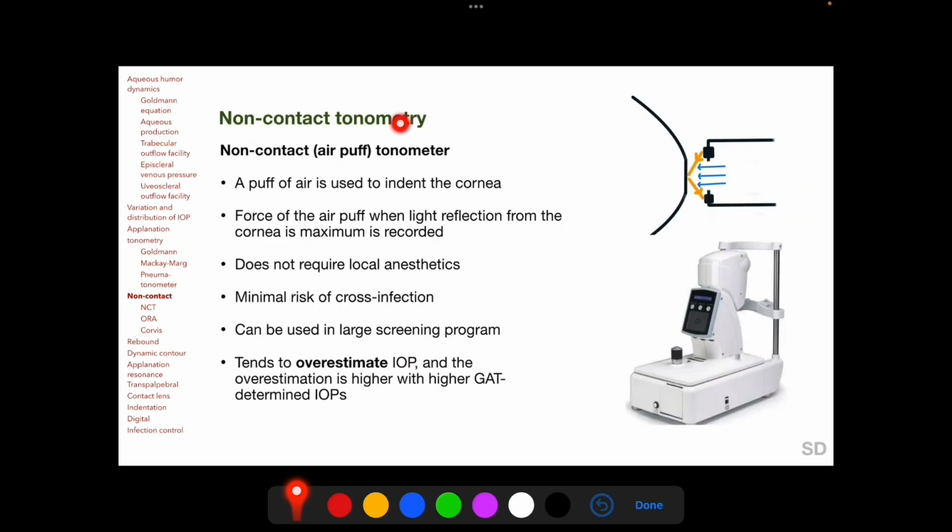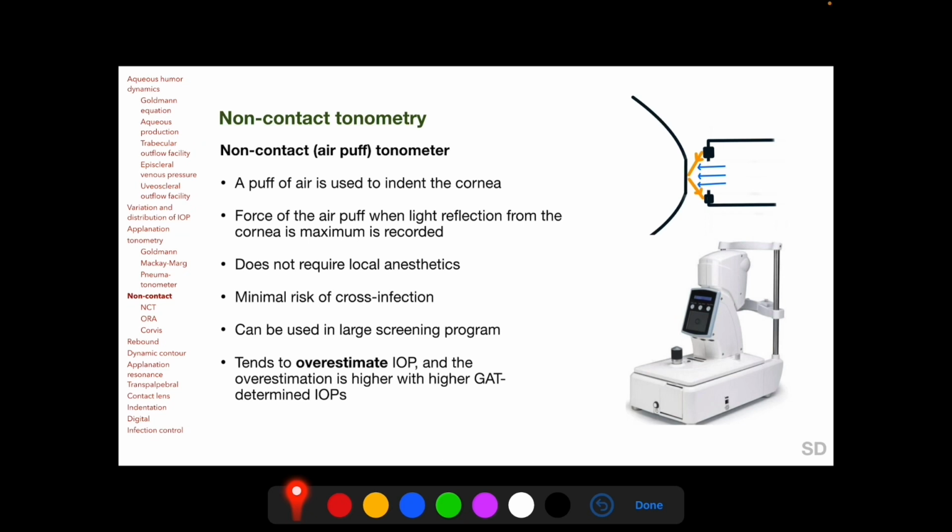In non-contact tonometry, a puff of air is used to indent the cornea, and the force of this air puff is recorded when the light reflection from the indented area of the cornea is maximum, and from this force of the air puff, the intraocular pressure is measured.